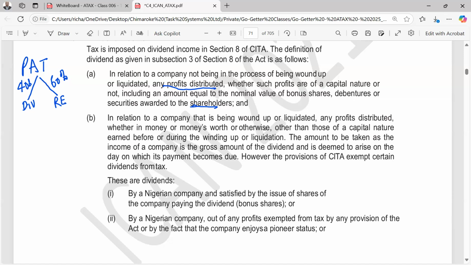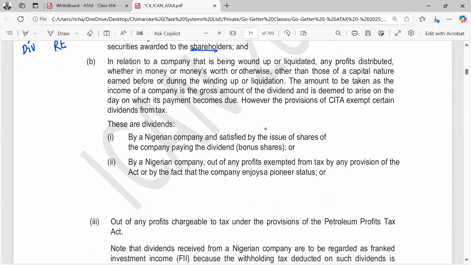So now let's look at this. However, there are provisions of CITA that exempt certain dividends from tax. So when it comes to dividends, there are some dividends that are exempt from tax. Let's look at them. These are dividends by a Nigerian company and satisfied by the issue of shares of the company paying the dividends.